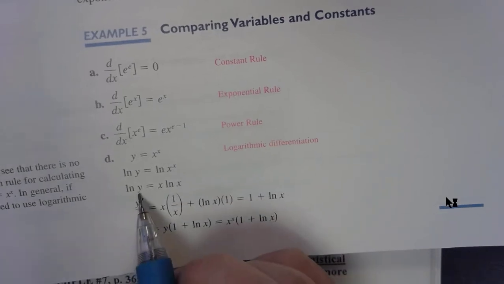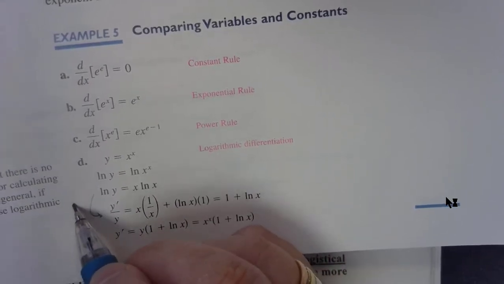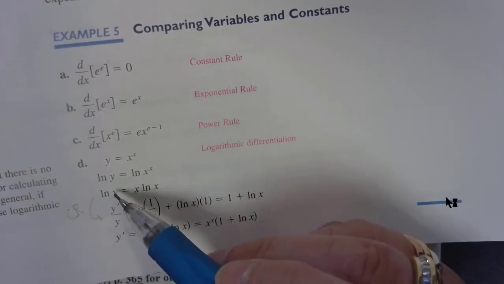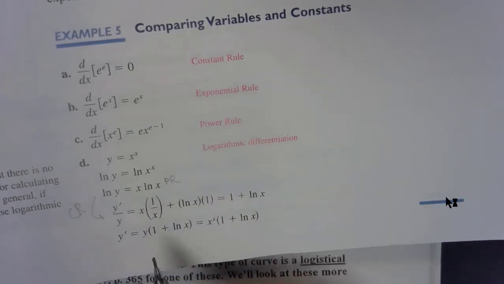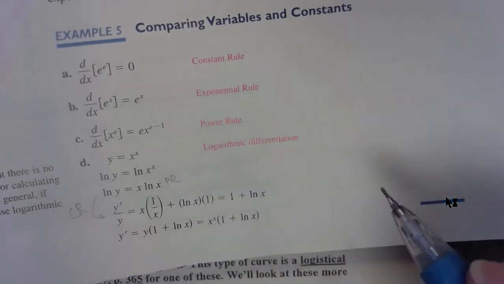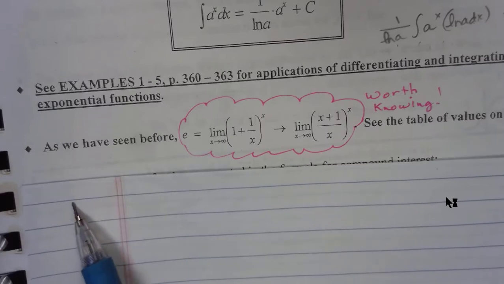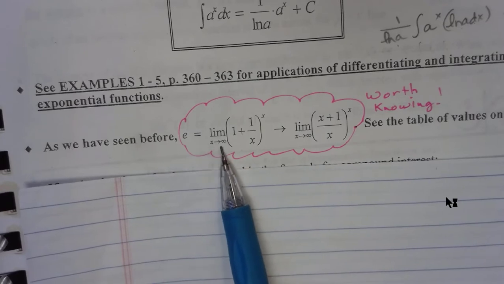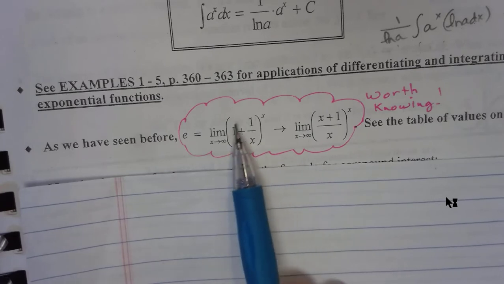Now we're going to solve for y prime. So the derivative of this side using chain rule, y prime over y, the derivative of ln u is u prime over u, in this case y prime over y. Here we got to use the product rule. X times the derivative of natural log of x plus natural log of x times the derivative of x. So this is a good problem to look at. Here is something you should have seen in pre-cal. E is the limit as x goes to infinity of 1 plus 1 over x all raised to the x power. And again, another way to write that expression on the inside is x plus 1 over x.